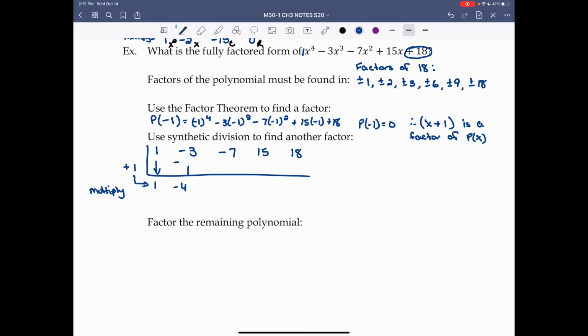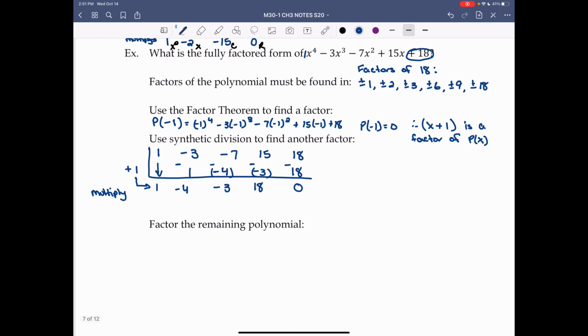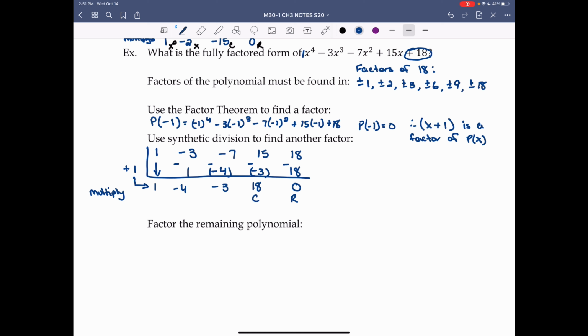1 times negative 4 is negative 4. Subtracting. Negative 7 minus negative 4 is negative 7 plus 4 is negative 3. 1 times negative 3 is negative 3. Subtracting. 15 minus negative 3 is 15 plus 3, which is 18. 1 times 18 is 18. 18 minus 18 is 0. That's our remainder, constant, x term, x squared term, and x cubed term.